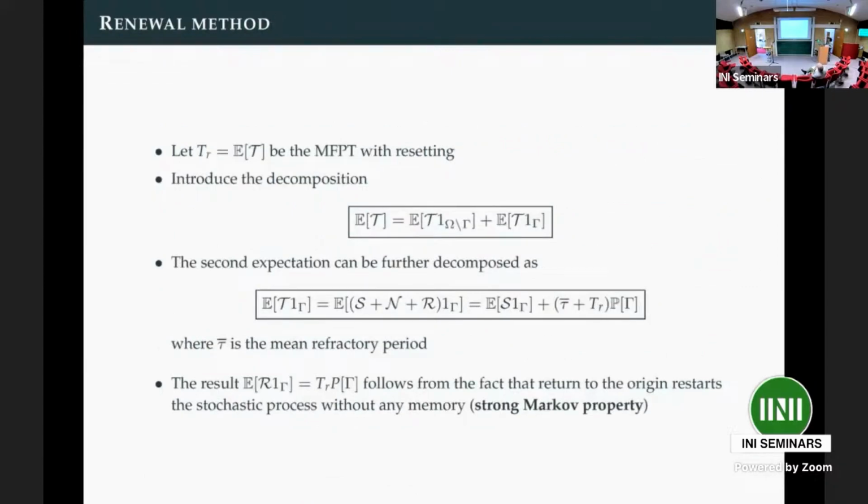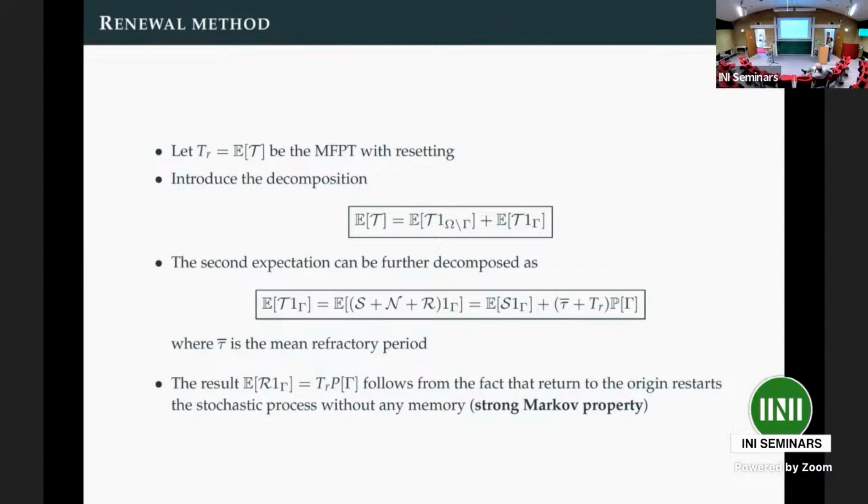So let TR be the thing I'm interested in, the mean first passage time that I find the target, irrespective of the number of resets. I can decompose that in terms of the contribution from paths that never reset, and then the remainder. And if I look at the remainder, it has three components. It has the mean time I take to reset once, the mean time for me to be in my refractory period, plus the remainder of arbitrary numbers of resets.